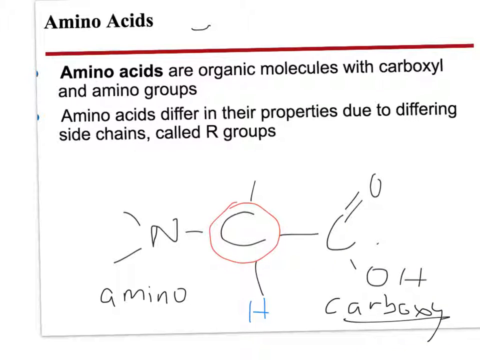So why do we have 20 different ones? The difference is right here in this R group. That R group is the variable. It could be as simple as a hydrogen, as complex as a ring structure. Long chains, whatever it might be. But that R group determines whether it's glycine, one amino acid, versus isoleucine, which is another amino acid, or tryptophan, or tyrosine, whatever it might be. The difference is that R group.